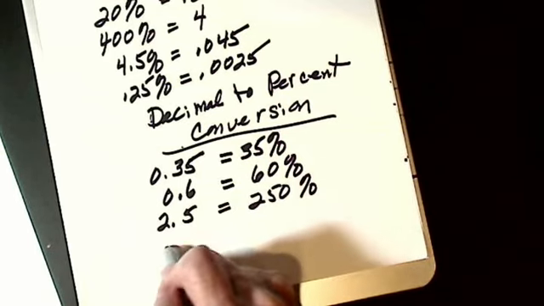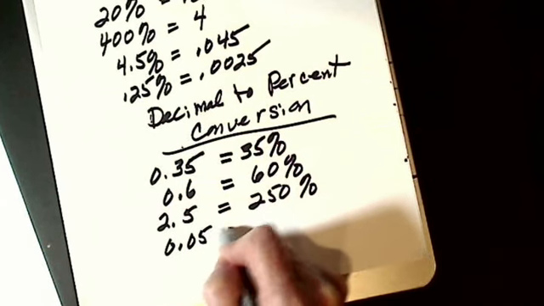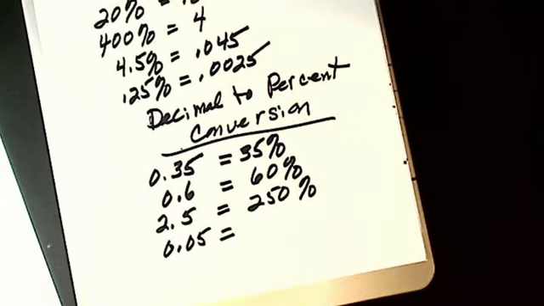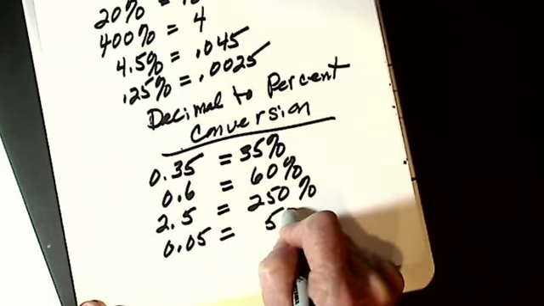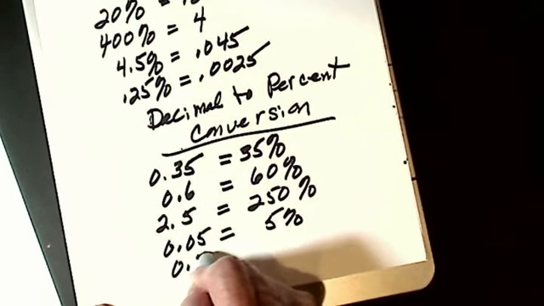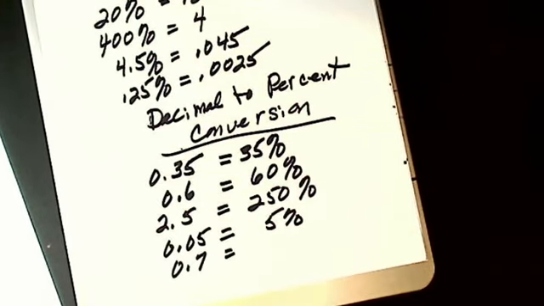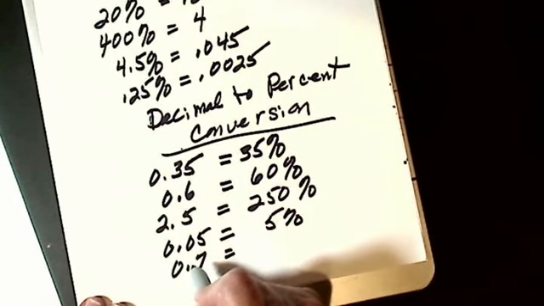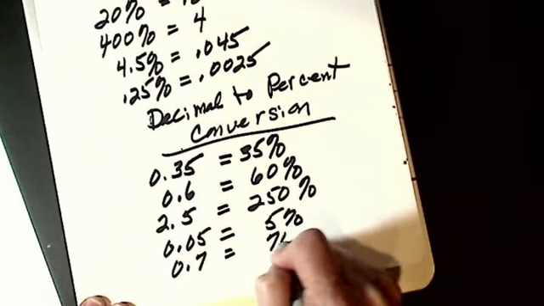All right, let's do another one, 0.05. I've got to change it to a percent. I don't see a percent sign. I got to multiply. I move it 2. I get 5%. Let's see. Let's do 0.7. I want to change it to a percent. I move it 2. 1, 2, 70%.